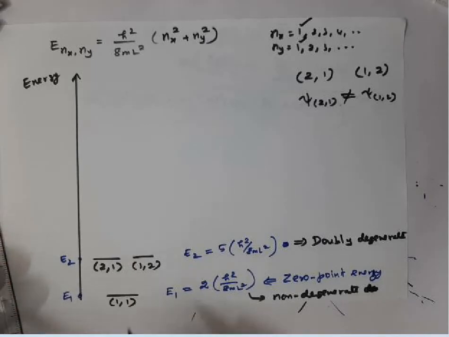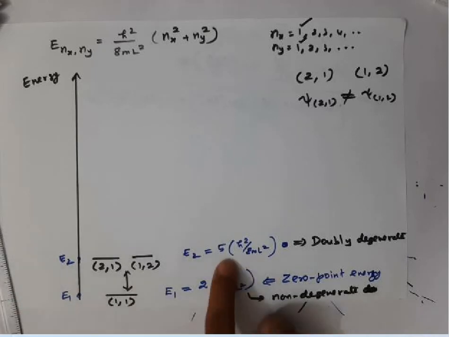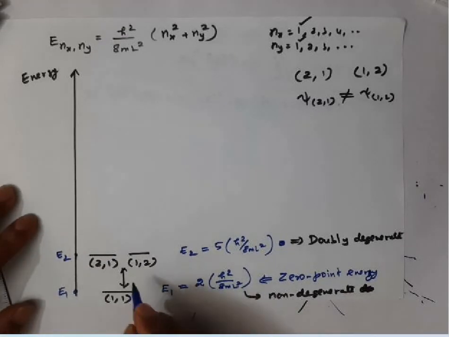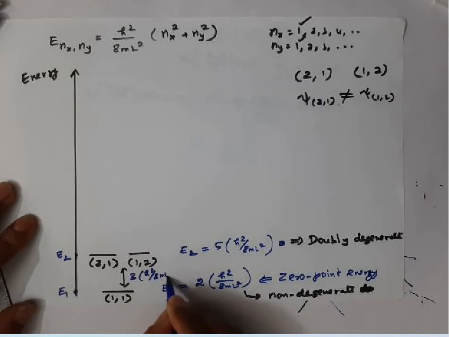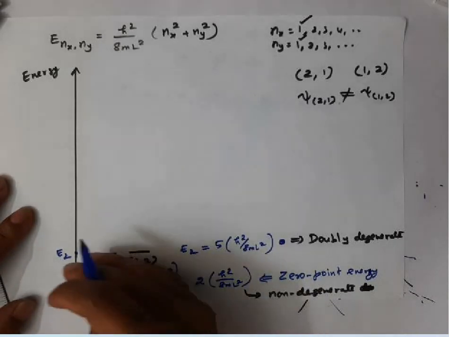And what is the gap between these two? This is 5 times h square by 8ml square. This is 2 times h square by 8ml square. So the gap is 3 times h square by 8ml square. Keep this in mind, very, very important. Now, let me go to the next level.